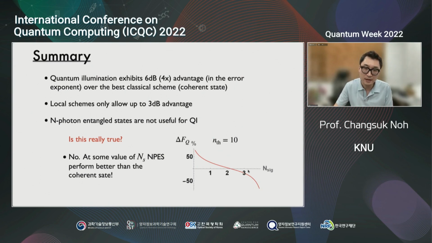That's NS, the signal photon number, and that's the difference in the quantum Fisher information between our state and the coherent state. So we see that for n large enough, we get more than 50% advantage in the Fisher information, and so in the error exponent. So yep, that's it for me.